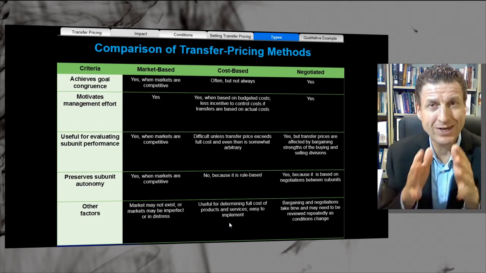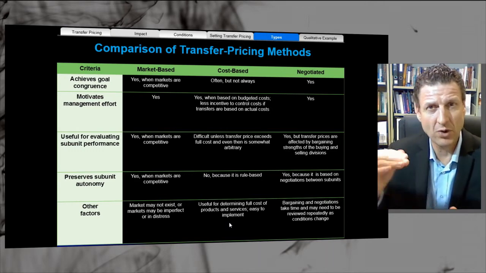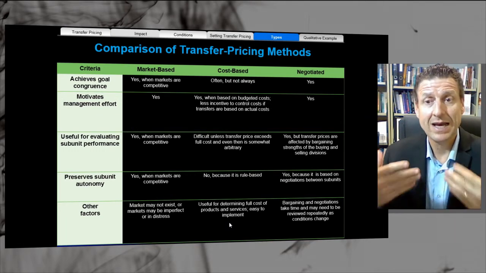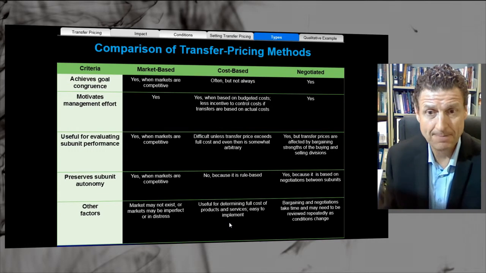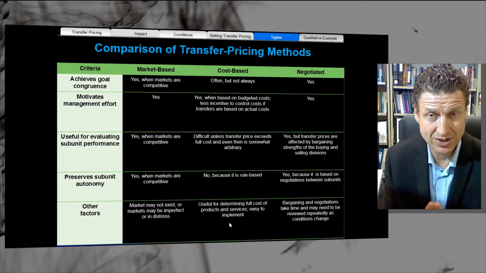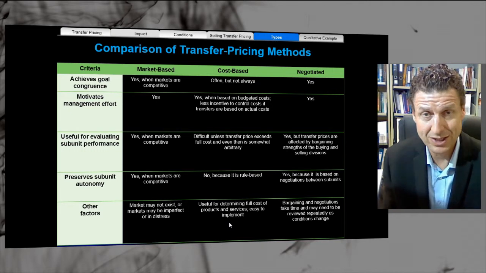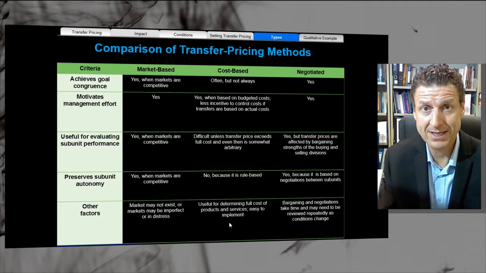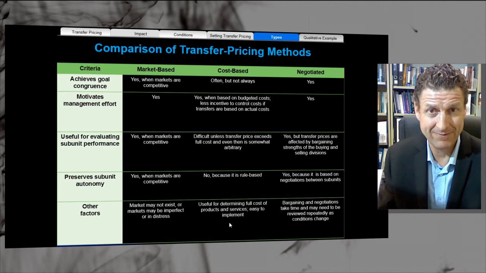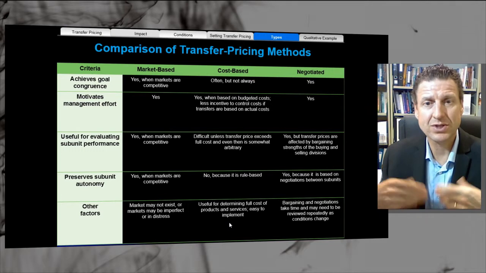But things get a little bit more tricky when you use cost-based prices or negotiated-based prices. They don't always achieve all of these objectives at the same time. So for example, in motivating managerial effort, cost-based prices can work if it's based on budgeted costs. So then you've got to work out what is a reasonably budgeted cost. Do you have enough information to set a good budget? Are you using prior year's budget? What about future year's budget? Has the prior year's budget got inefficiencies in it that you may want to improve? So therefore your current year's budget is going to be different. So you need to do more work on the budgeting to use cost-based.